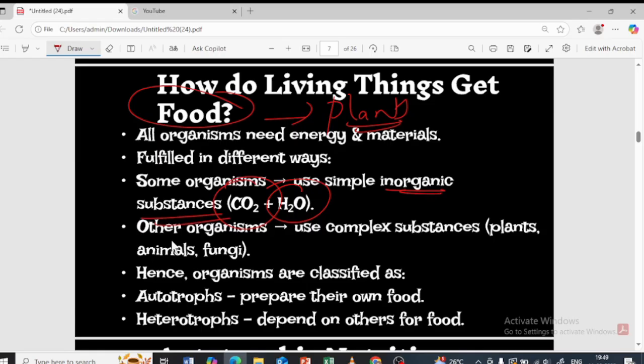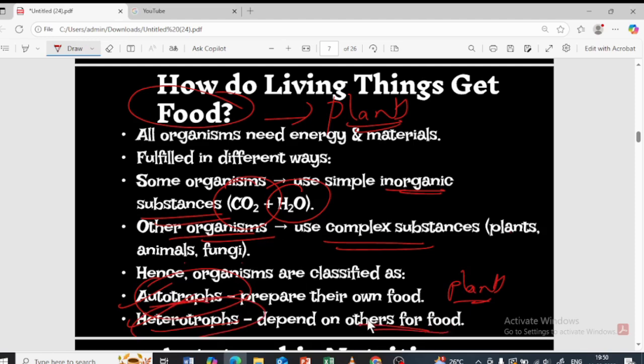The other organisms use complex substances, like plants, animals, as well as fungi. So organisms are classified into two types: autotrophs and heterotrophs. Autotrophs are the plants, which prepare their own food by photosynthesis, and cyanobacteria is also an example of autotrophs. Heterotrophs are those which depend on others for their food. For example, we human beings depend on other organisms for food.